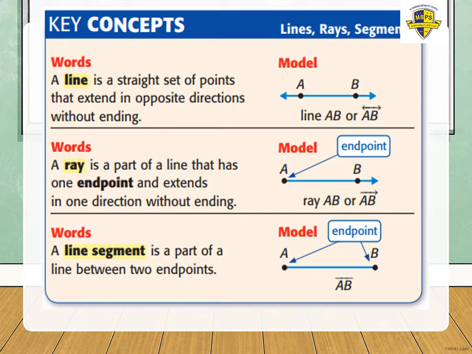Now, let's remember some definitions. A line is a straight set of points that extends in opposite directions without ending. A ray is a part of a line that has one end point and extends in one direction without ending. A line segment is a part of a line between two end points.